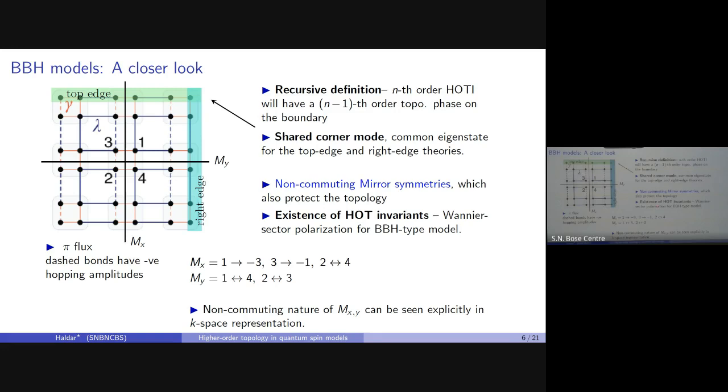Okay, the last property that we want to check is the existence of higher order topological invariants. For this BBH class of models, it turns out to be something called Wannier sector polarization. I'll talk about this in a bit more detail in another slide. So we need to check all these properties and definitions, and if a phase satisfies these definitions, we will say that it's a higher order topological phase, even if that phase occurs in a non-electronic system.